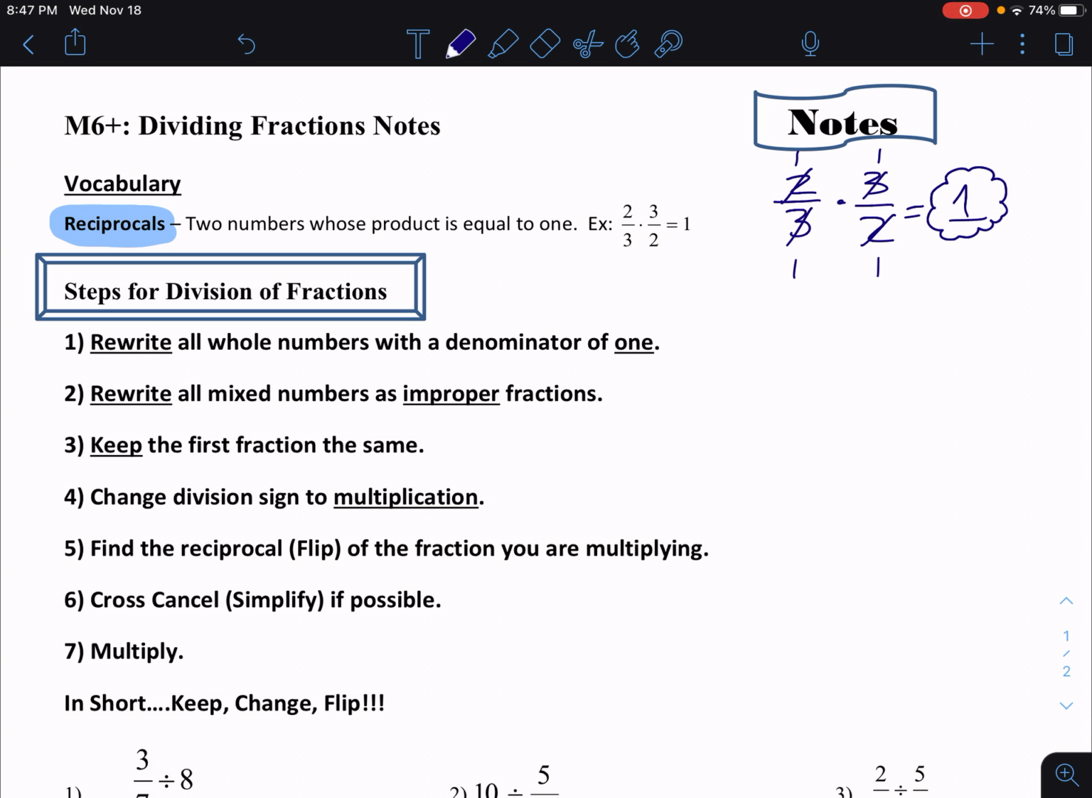So now we're going to talk about the steps for division. First we're going to do the same first two steps that we did for multiplying. We're going to rewrite all the whole numbers with a denominator of 1. So you're going to change anything that's not a fraction into a fraction by putting a 1 on the bottom. Then we're going to rewrite all the mixed numbers as improper fractions. So get rid of those numbers in front of your fractions by multiplying by the denominator and then adding the numerator.